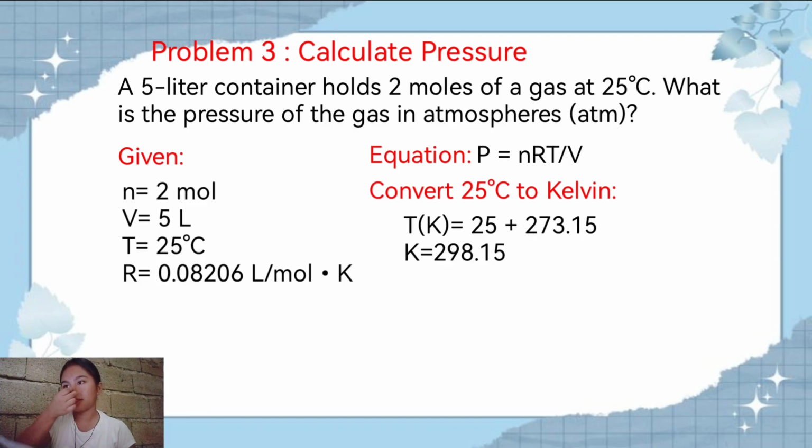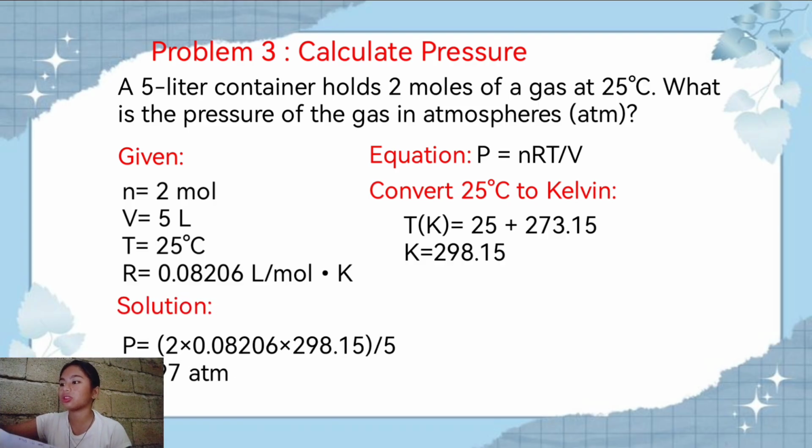We have to add 273.15. So the final temperature is 298.15 Kelvin. And next is substitute the given and solve. So this is the final answer, 9.97 atm. So the pressure of the gas is almost 10 times the atmospheric pressure on Earth. That's how tightly the gas particles are compressed inside the container.